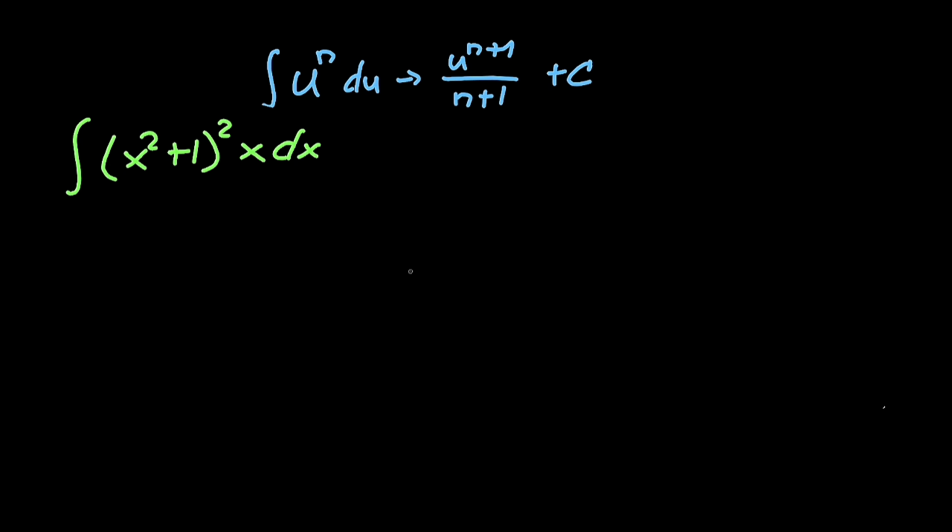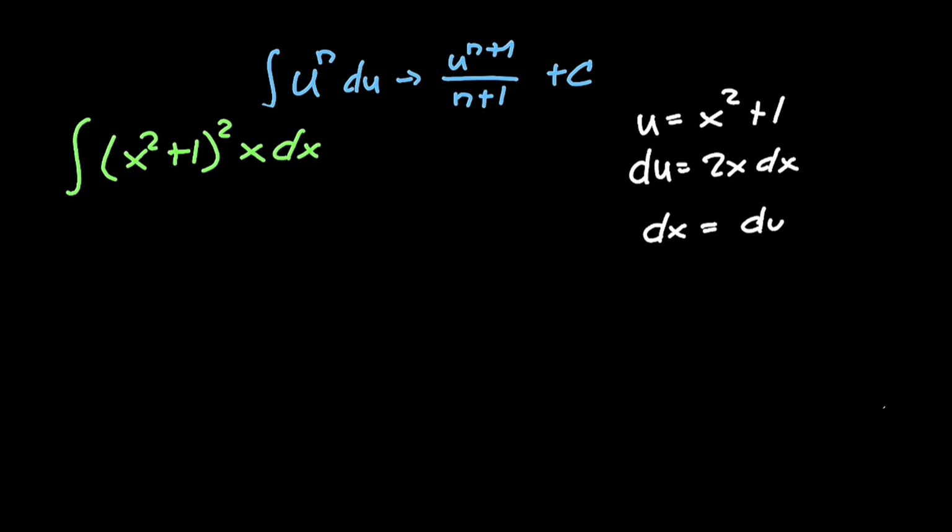Let's try this example. The integral of (x squared plus 1) all raised to the power of 2 multiplied by x dx. u here would be x squared plus 1. du would be 2x dx, so dx here would be du over 2x. Let's resubstitute it. So you will get the integral of u squared times x, and multiply this by the value of dx, which will be du over 2x.